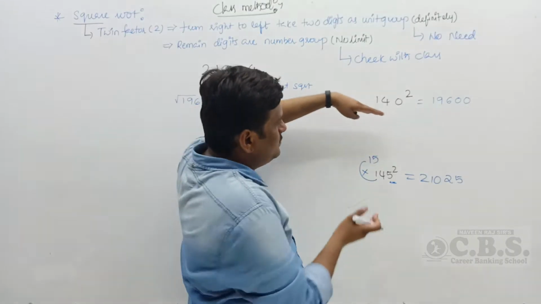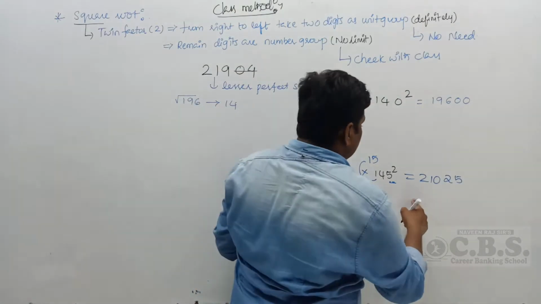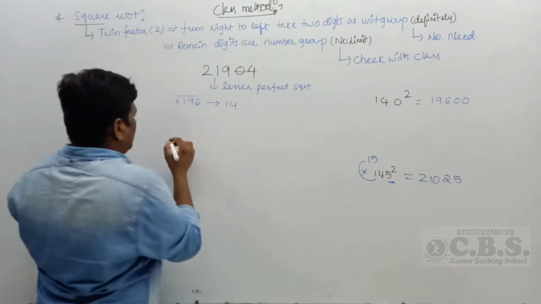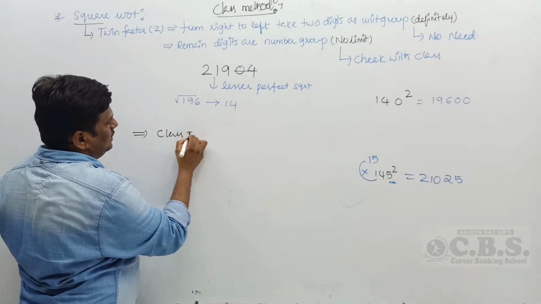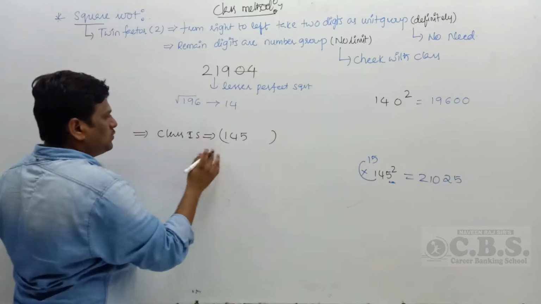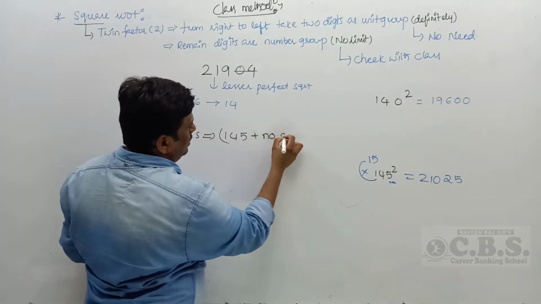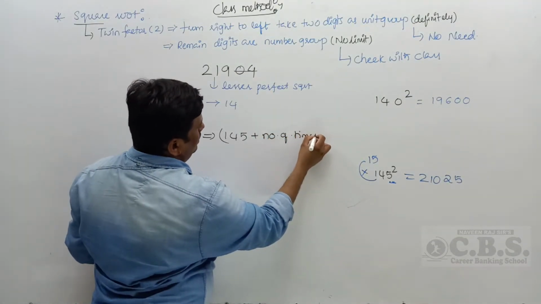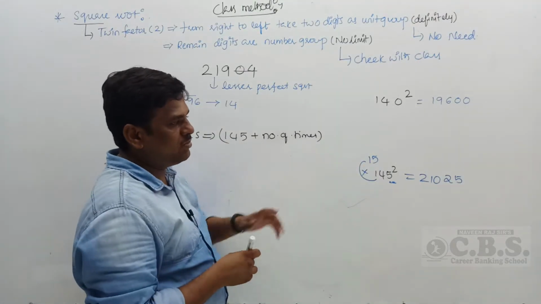Does it lie between 140 and 145? No. Is it above 145? Yes, absolutely. Therefore it is near to 145. So our class is 145. Next you have to find the number of times.